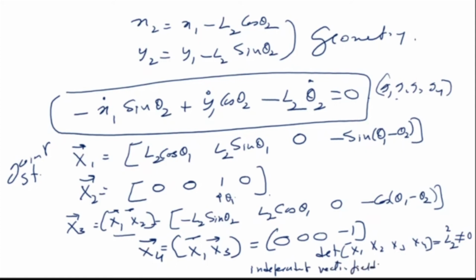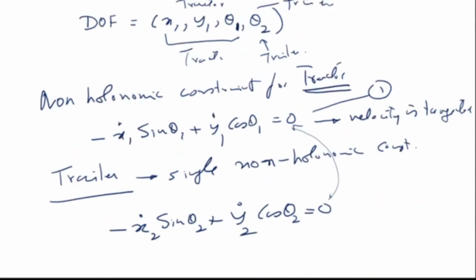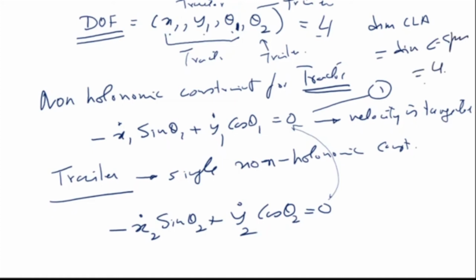And because there are four independent vector fields, the dimension of CLA is equal to 4. We have seen that if the dimension of CLA is equal to the degrees of freedom, and here also the degrees of freedom is 4, there is x1, y1, theta 1, theta 2, that's 4. So the dimension of CLA is equal to the dimension of C space, which is equal to 4, which means the system is fully controllable.